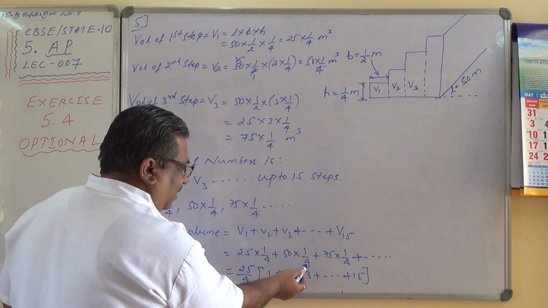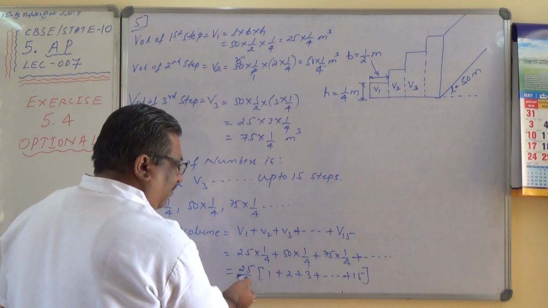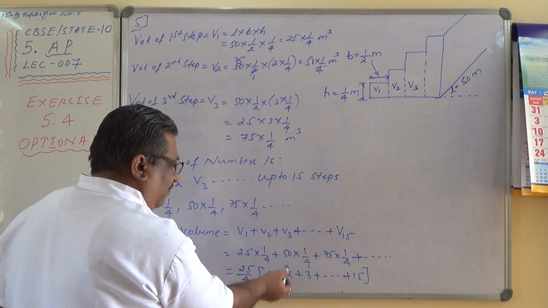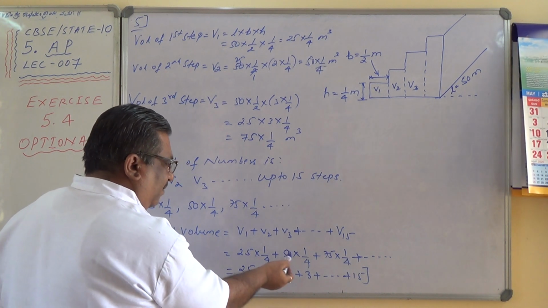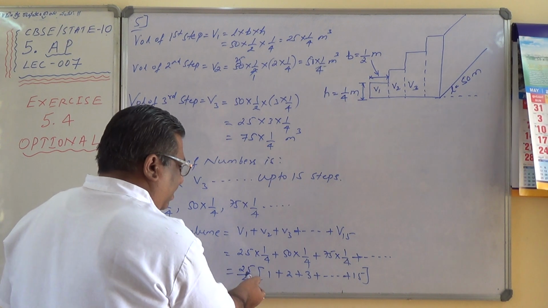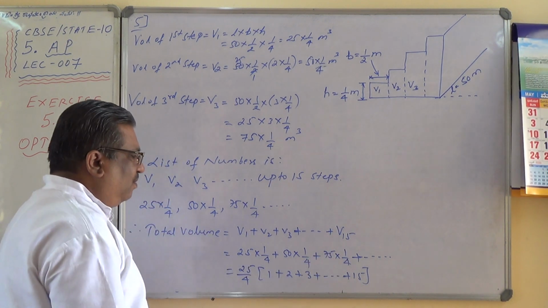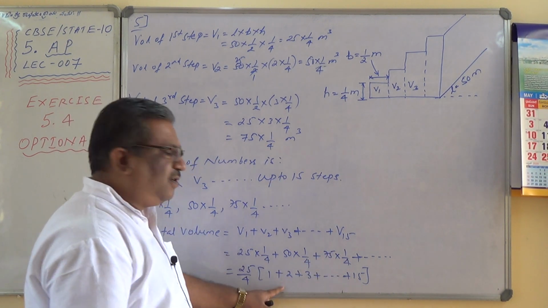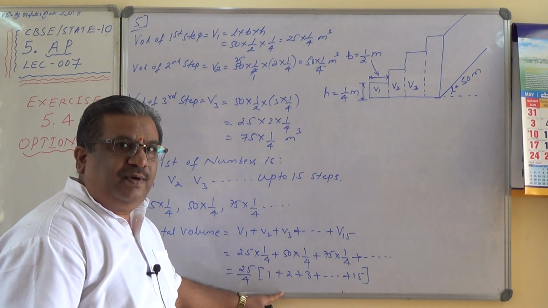See here how much you are getting. 1/4 is common and 25 is common, so 2 it is. So if you multiply this 25/4 into 2, you will get 25/2. If you multiply by 3, then it is 75/4. Now 1, 2, 3, 4, 5, is it not in AP? Yes, it is in AP now, isn't it?